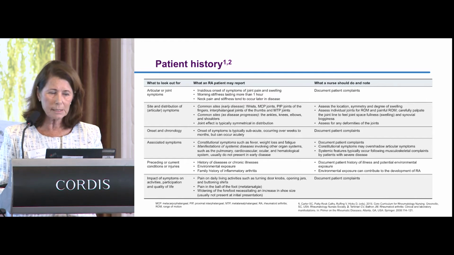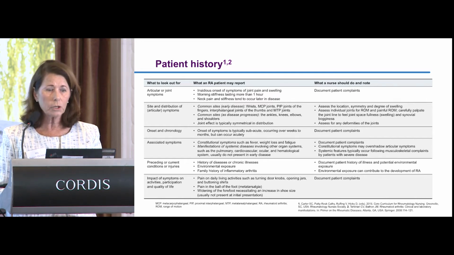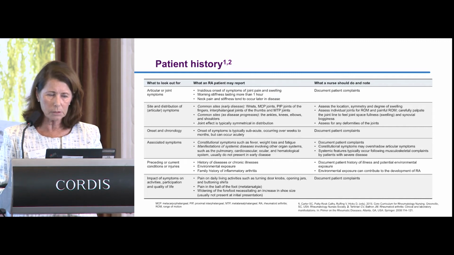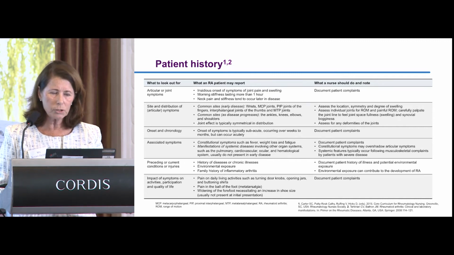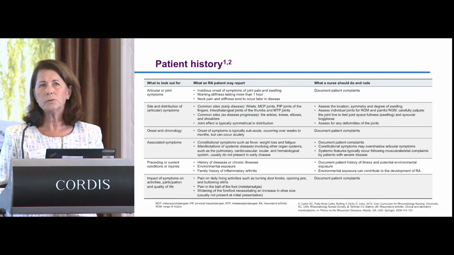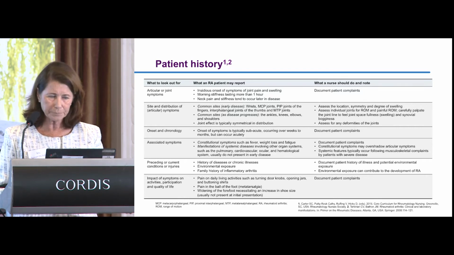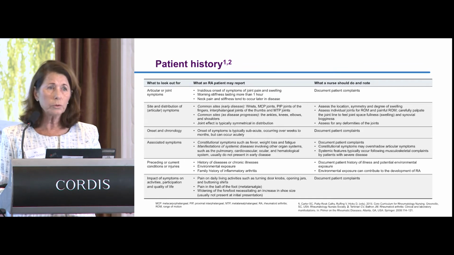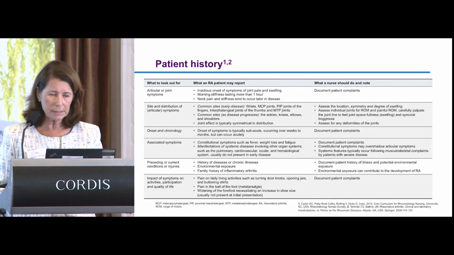For instance, if they've had a serious infection, if they have other comorbidities, you want to look at those and collect the data on those. And you want to look at their history of diseases or chronic illnesses, whether they've had a cancer or other environmental factors that might impact on that, and of course family history. And then of course what you want to do is look at the impact of the disease.